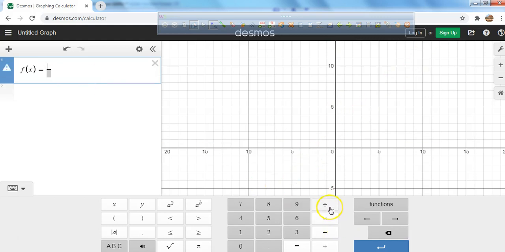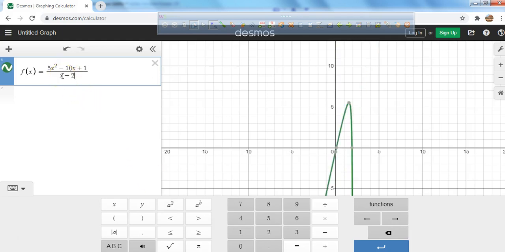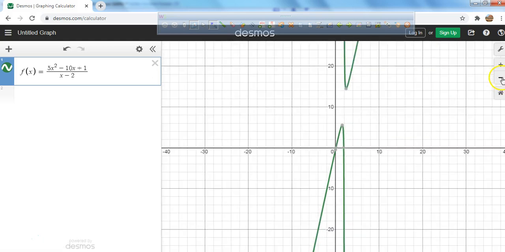Okay, I'll go ahead and do divided by. I'll type in 5x squared minus 10x plus 1, and I'll go over x minus 2. All right, I know it's kind of hard to see here. Okay, I'm going to zoom out just a bit.